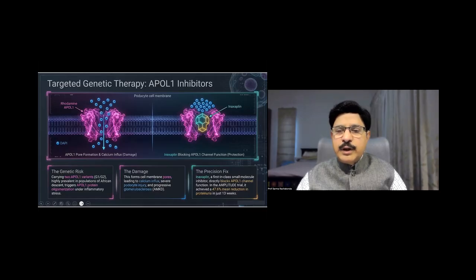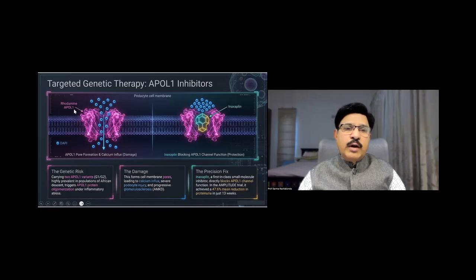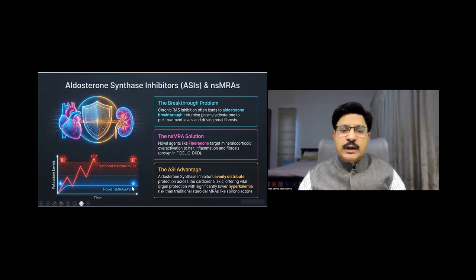Genetic risk, the damage and precision fix: in the next 10 years, you will have the podocyte cell membrane fixatives, drugs which act on the podocyte damage and block the APOL1 channel function and give protection. Inaxaplin is one new drug that is coming. An APOL1 inhibitor is coming. So many new drugs are in the pipeline. Now, what is the use for the patient? The advantage, and then you have got the breakthrough problems and the nsMRA solution. Finerenone is already available. We are using that.